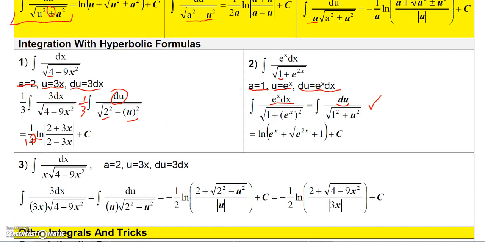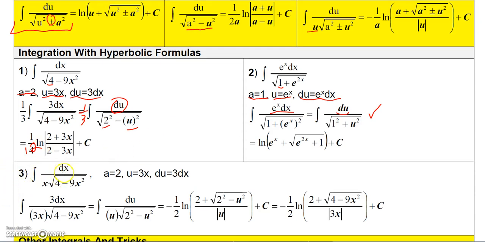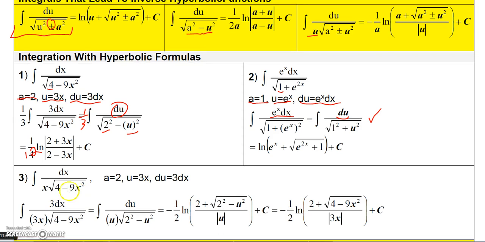Okay, let's take a look at this next one here. On this one, I have dx over x times the square root of 4 minus 9x squared. Now on this one, I do have a function that resides outside of the radical, so I'm probably going to be dealing with this one. Let's see what I can do. First of all, the square root of 4 is 2, so a would have to be 2. And the square root of 9x squared would be 3x, so the u would have to be 3x.